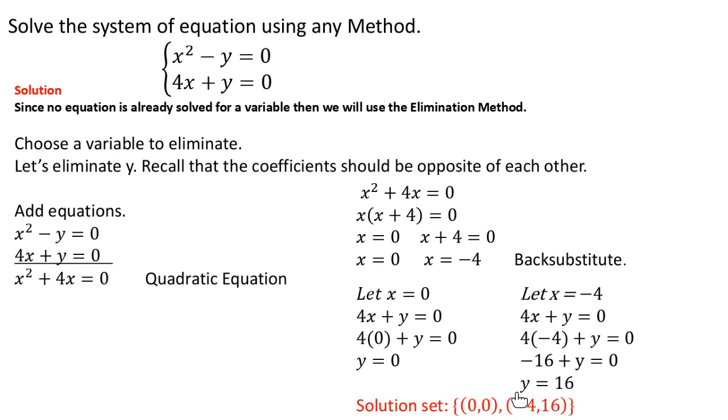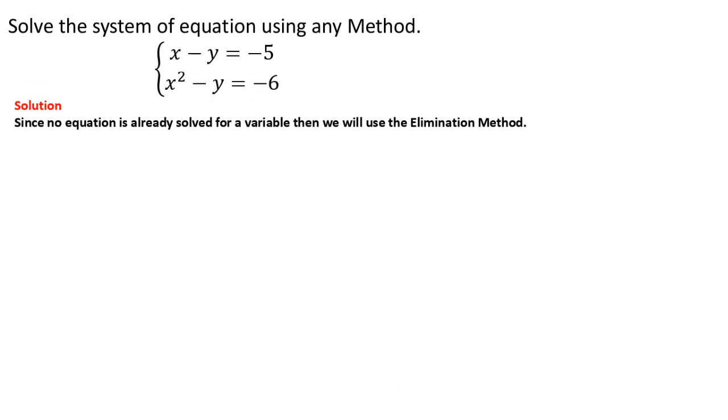So when we have two answers, we call this a set. We have a solution set of 2 points that are going to give us a true answer for both of our equations in our linear system. Okay. All right. Let's go ahead and try it one more time.